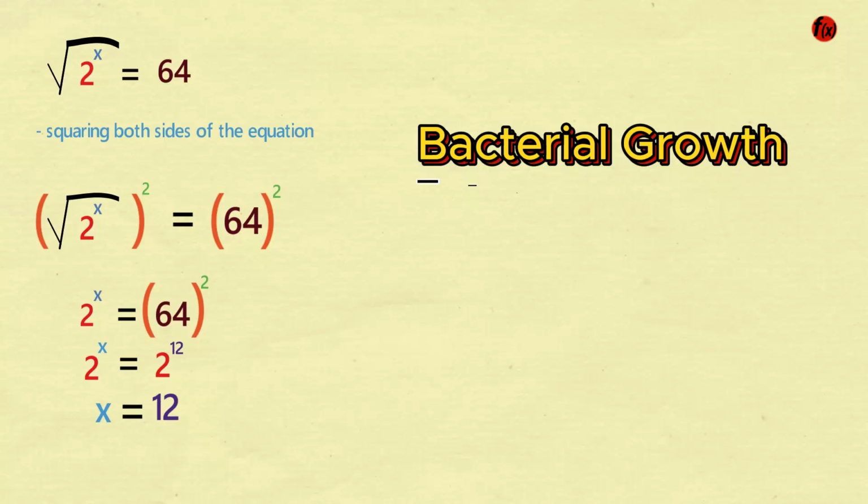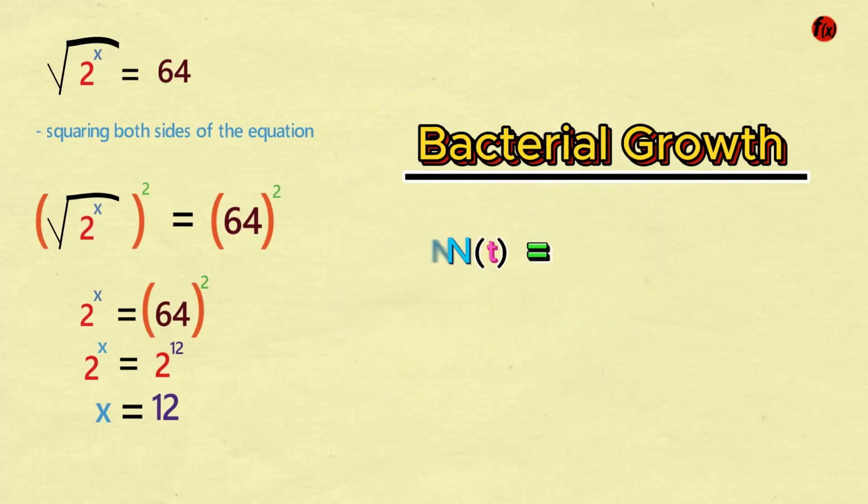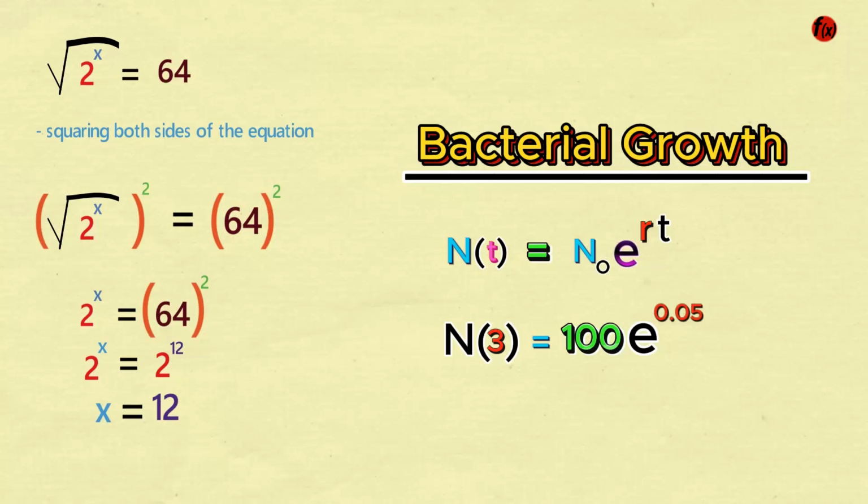3. Bacterial growth. Bacterial growth in a culture can be modeled using exponential functions. The formula is similar to population growth. Nt equals N0 e to the power RT, where Nt is the number of bacteria at time t. N0 is the initial number of bacteria. R is the growth rate. T is the time. For example, if a bacterial culture starts with 100 bacteria and grows at a rate of 5% per hour, the number of bacteria after 3 hours would be N3 equals 100 e to the power 0.05 times 3.